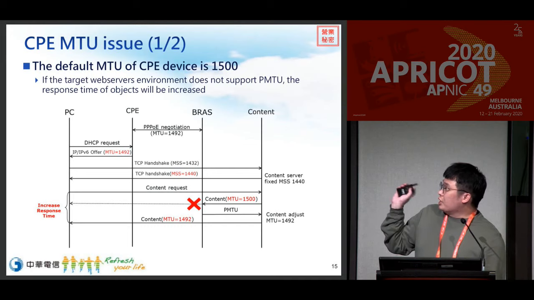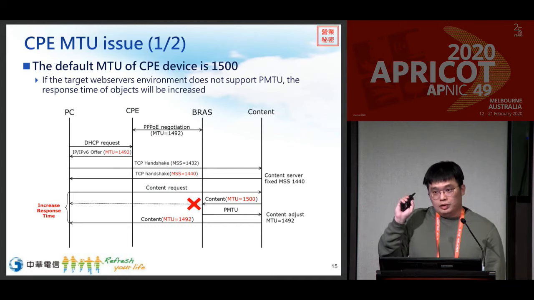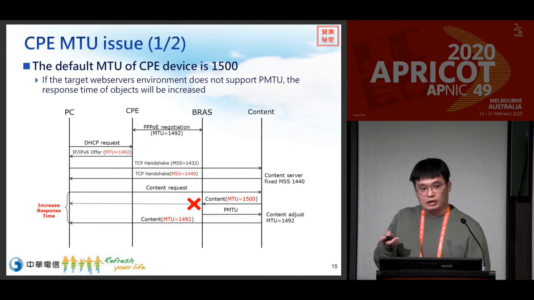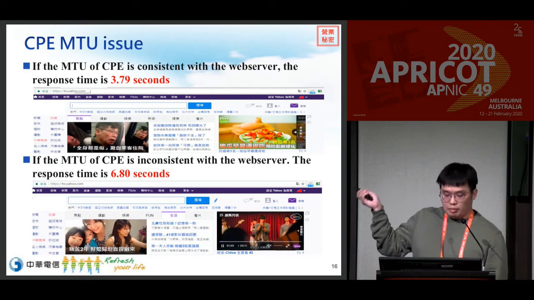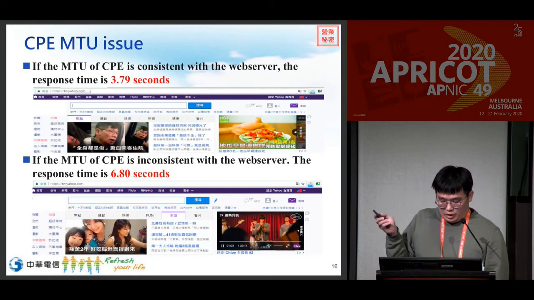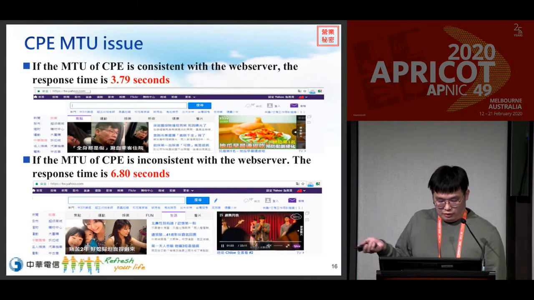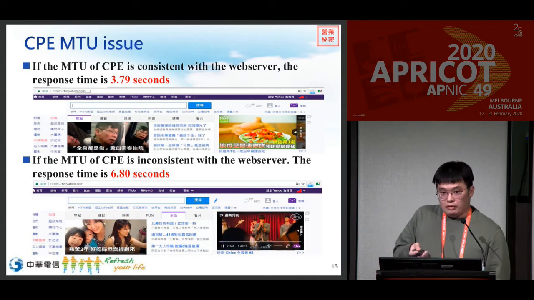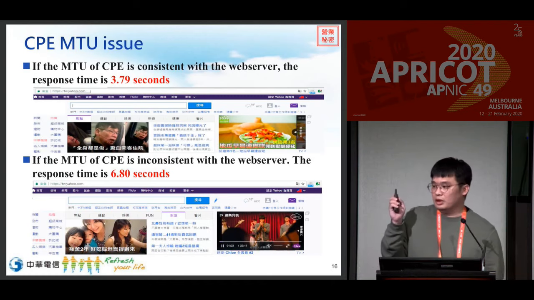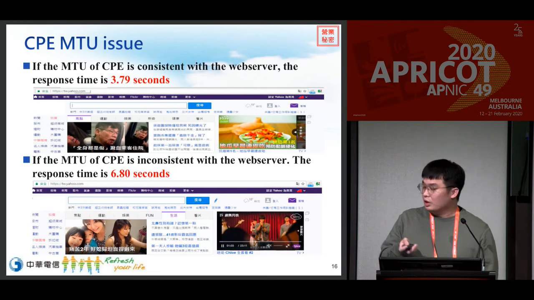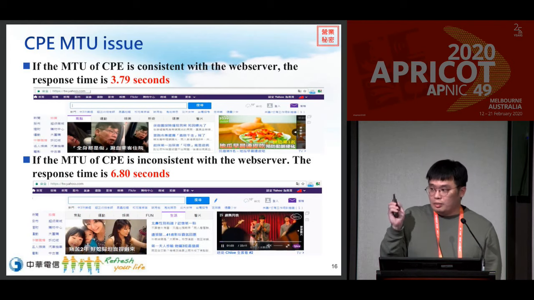And the second problem is CPE MTU. For the CPE, the default MTU value is 1,500. And if the target web server environment doesn't support path MTU discovery, the response time of the object will increase. That means it's a popular website in Taiwan. We simulated this kind of situation. When the MTU of the CPE is consistent with the web server, the response time is three seconds. But if it is inconsistent with the web server, the response time is doubled.